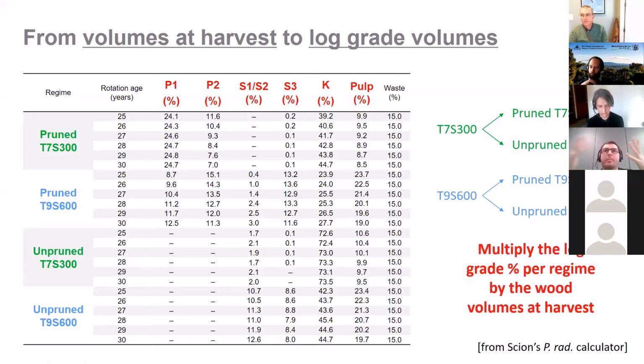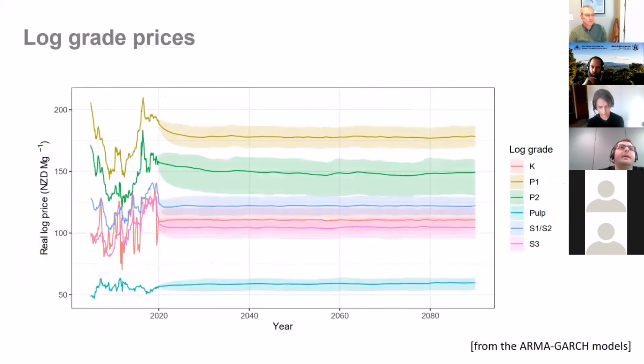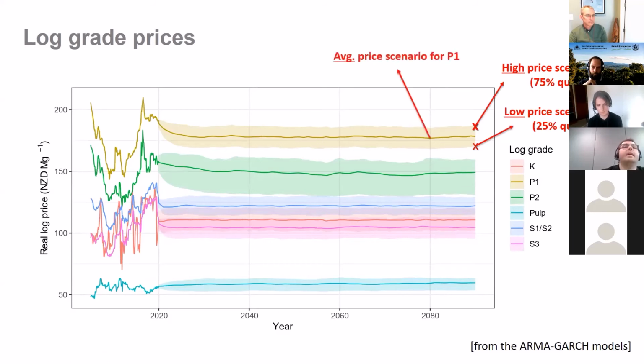Okay, so we're basically multiplying the log rate proportion per regime by the wood volumes at harvest. Here we have our forecast for the log rates, their prices. Before 2020, we have the historical prices, and after that, we have the forecast from the ARMA-GARCH models. We used a bootstrap method to create 3 levels of prices for our analysis. So we have high, low, and average timber price scenarios.